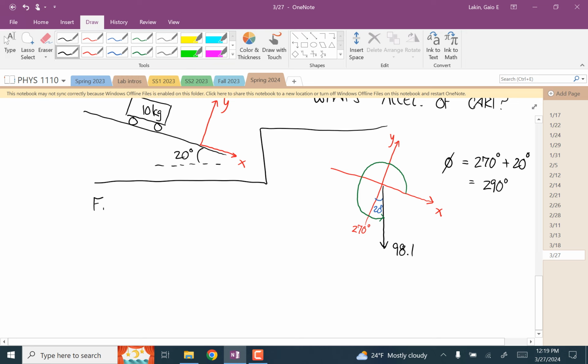Okay, so we always have to do the free body diagram. The weight force is 98.1. What other forces are acting on this body? Normal, yep, a pushing force from the ground. And that's not parallel to the weight force. It's perpendicular to the surface. Do you see that?